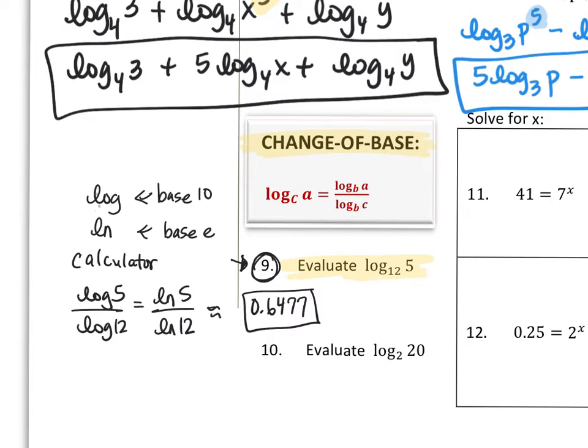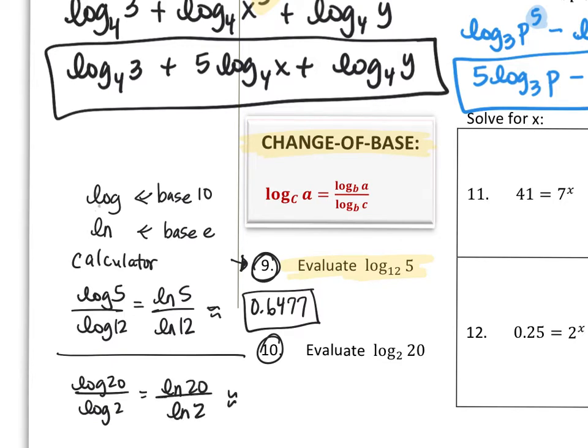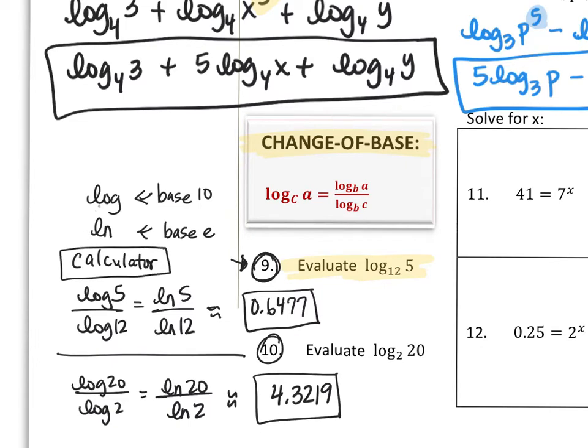On this next one, on number 10, okay, I'll draw a line right here. If I want to evaluate that one, it would be log 20 over log 2, or it could be ln 20 over ln 2. Either way, your decimal equivalent to that approximation is 4.3219, I believe. So just check and make sure you know how to plug that in. If you have questions, just let me know and I'll help you out.